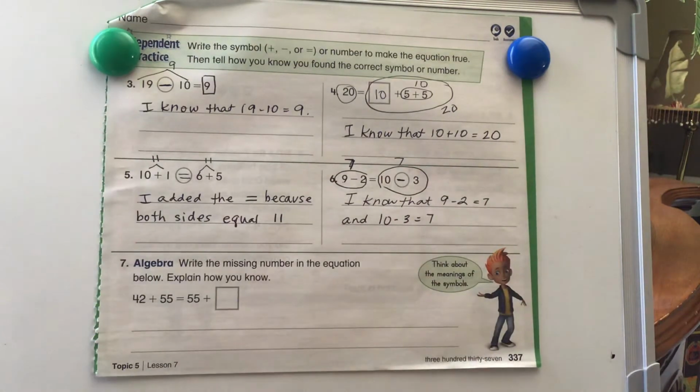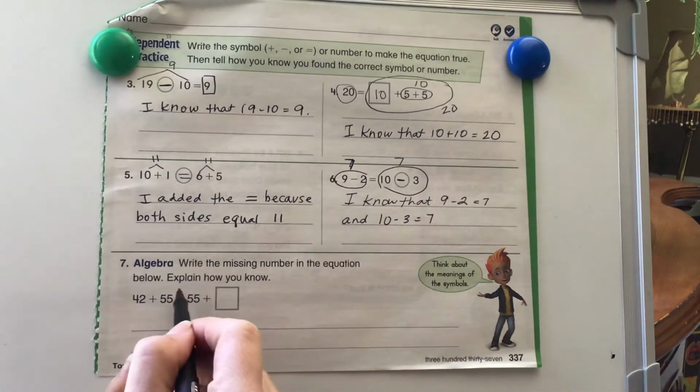Okay, so here's our algebra. Algebra is just another math mystery that we do. Write the missing number in the equation below and explain how you know. Well, take a look at this. When you first look at it, it looks like we have to add two really big numbers. But equal sign means the same as. We have to have the same numbers on both sides.